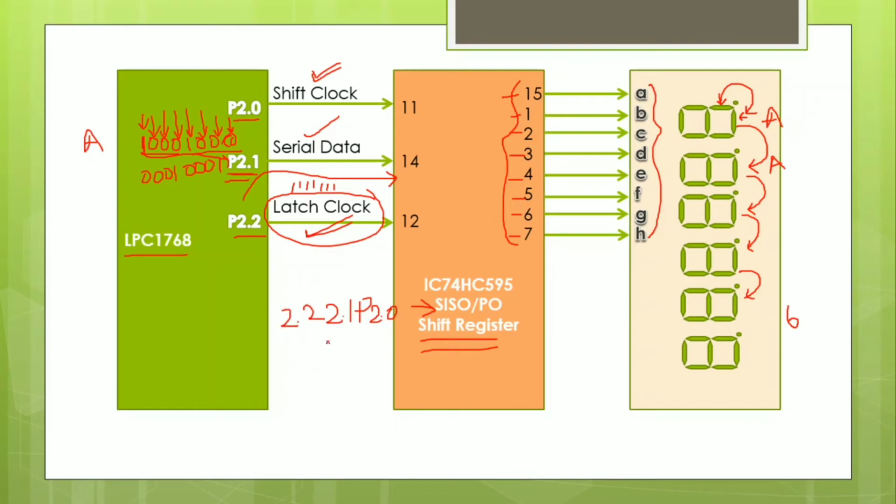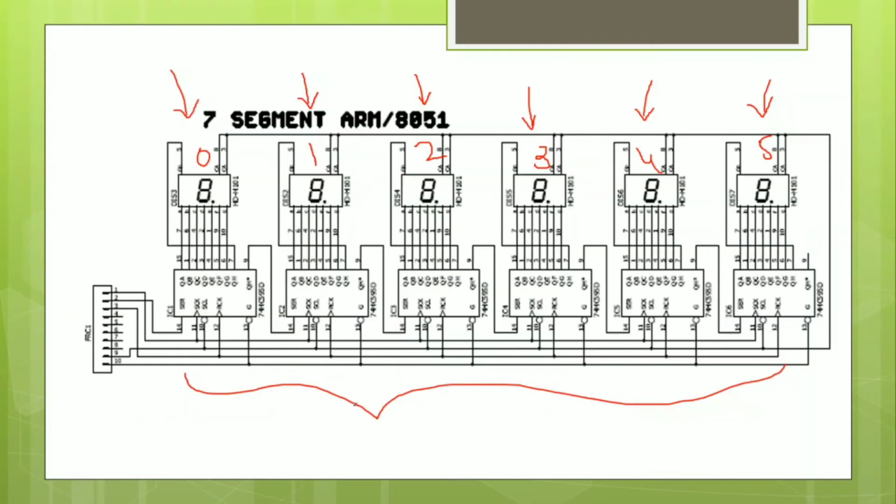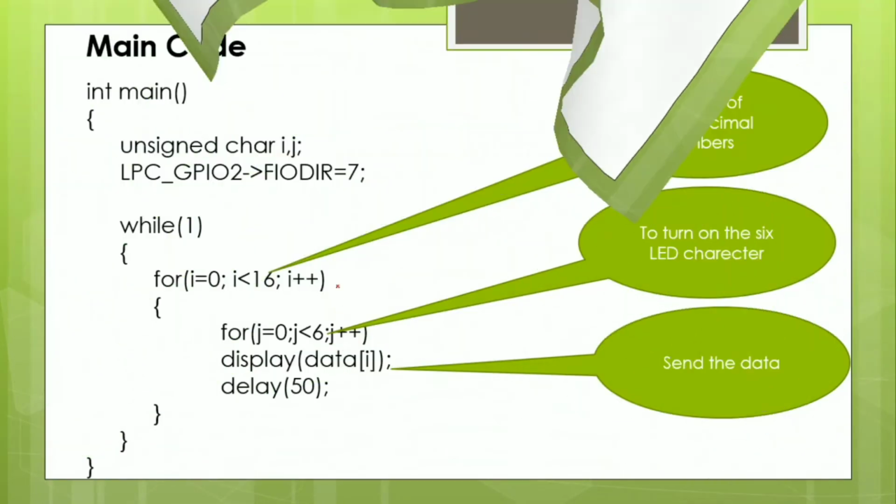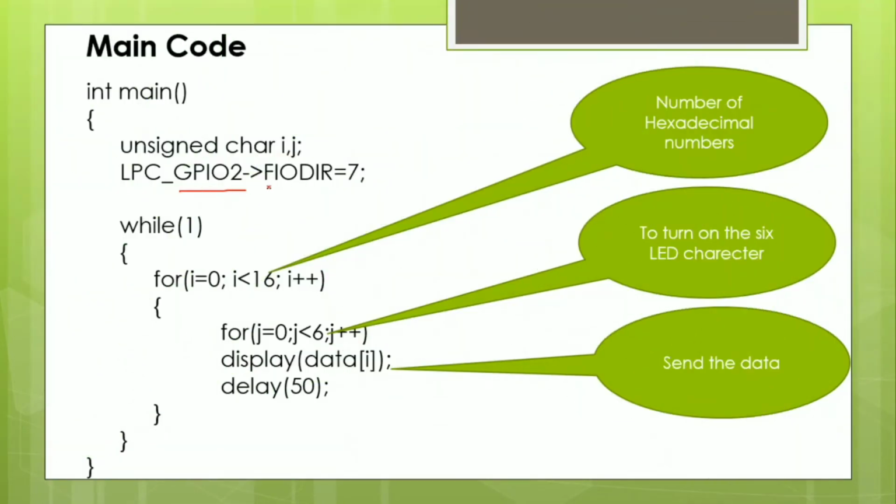If I want to make them output pins, I need to give 1. So it is 111. What is 0111? It is equal to 7, right? The same thing I am writing here. Look at this: FIO, fast input output, direction, you are making it 7.